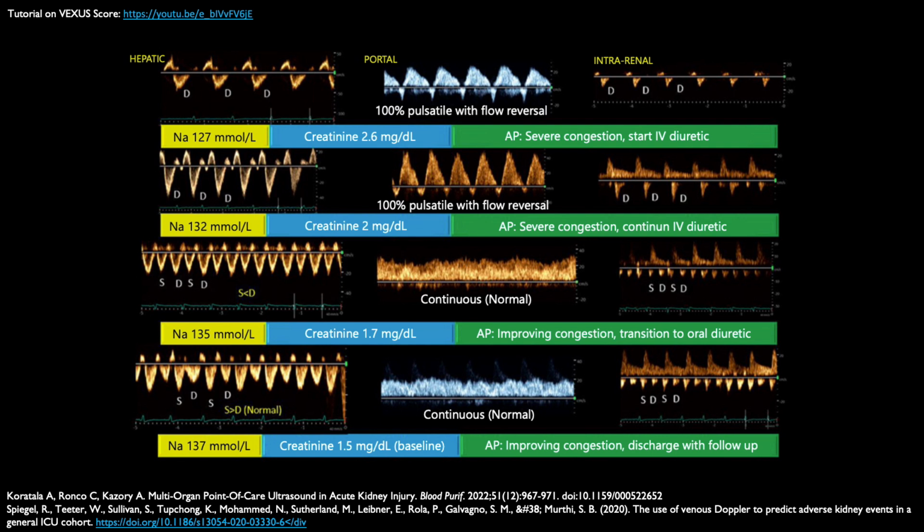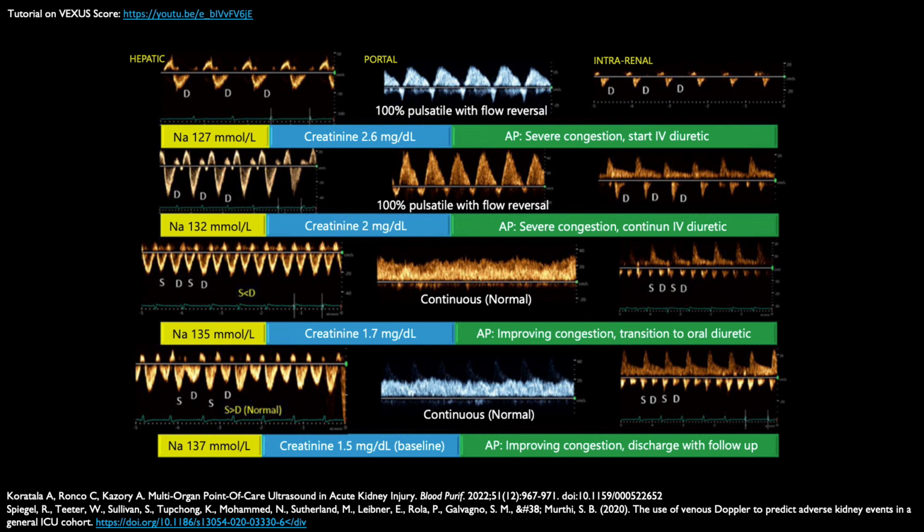This image shows a combination of possible findings when assessing a patient's hepatic vein, portal vein, and intrarenal vein using Doppler ultrasound. These findings can be used to calculate a VEXUS score, and is discussed more in depth by once again the talented group that we keep referring back to, Dr. Cortala and his colleagues. You can find that reference at the bottom of the slide. While this is an entire topic in and of itself, the main thing I want to highlight here is that by assessing venous flow dynamics on ultrasound, one can more accurately determine whether a patient is congested or quote-unquote overloaded.